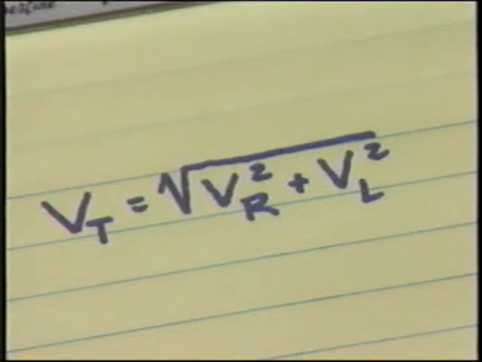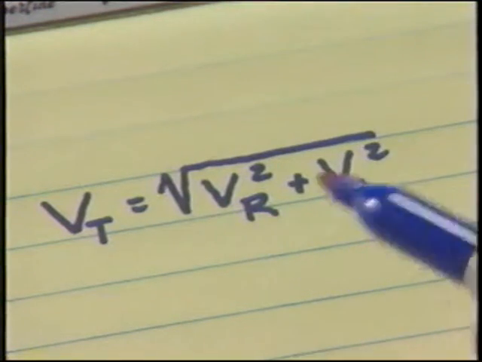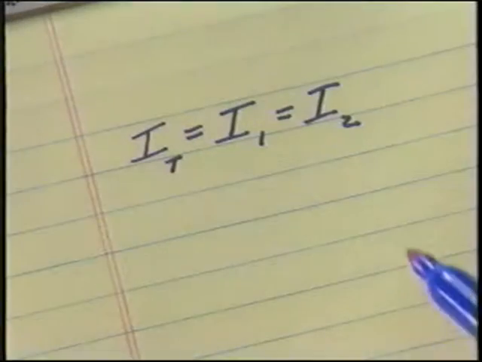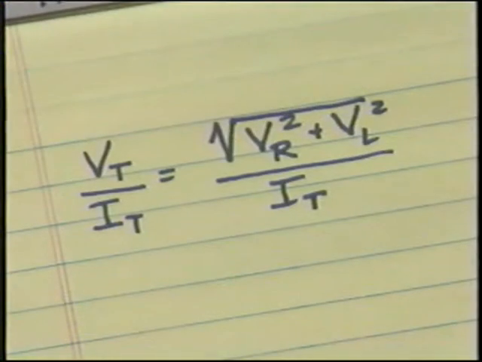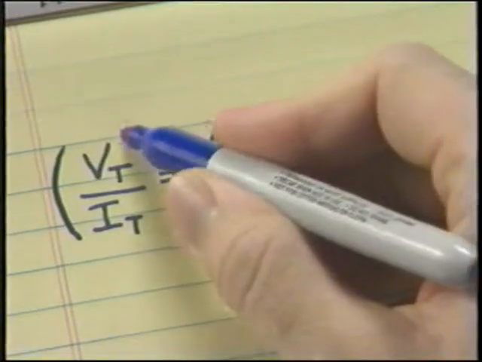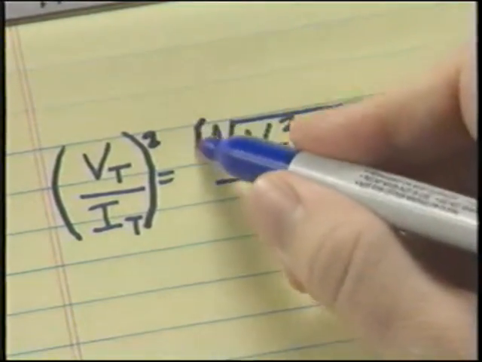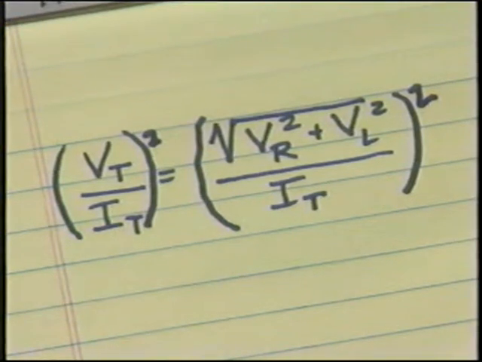Start with the form of the Pythagorean theorem that you are already familiar with. V sub t equals the square root of V sub r squared plus V sub l squared. In algebra, you can divide each term of an equation by the same quantity without changing the equality. Because current is the same throughout a series RL circuit, divide each term in the equation by I sub t. From this point in the derivation, let's simplify the right side of the equal sign by squaring both sides of the equation. This will eliminate the radical sign.